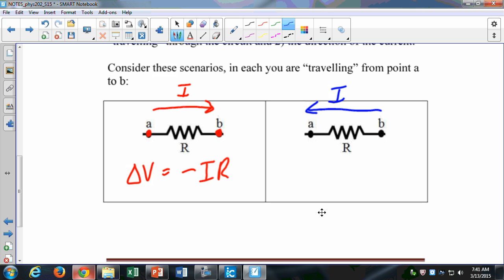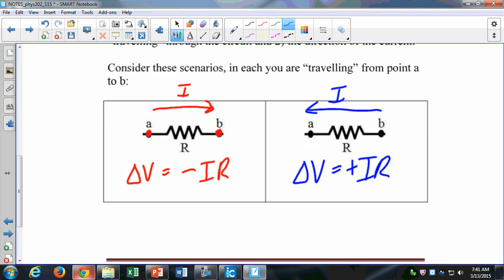The way I think about this is, resistors, the way you're supposed to think about them is if you go with the current. And so resistors are supposed to have a negative change in potential, a drop in potential. So when you go opposite the current, then you're going to have the opposite of that, which is a positive change. So delta V here is equal to positive IR.